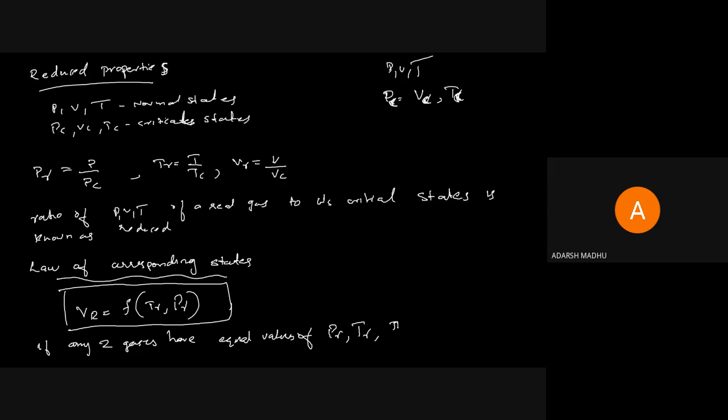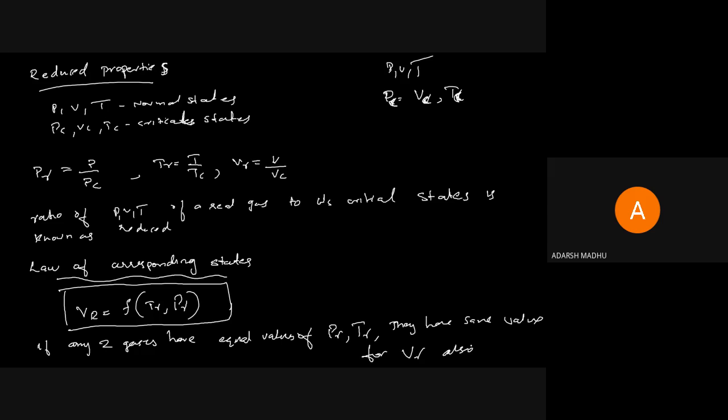This is the law of corresponding states, based on reduced properties. That is, for reduced properties, the reduced volume depends upon the reduced pressure and reduced temperature. And if any two gases have the same values for reduced pressure and reduced temperature, they have the same value for reduced volume also. That is the law of corresponding states.